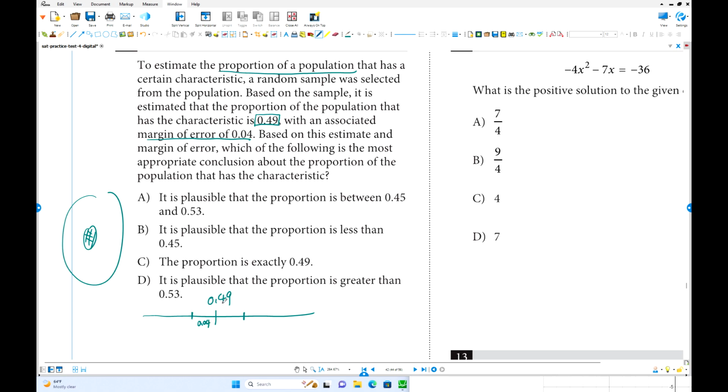Bottom of here, 0.4 minus 0.45, right? Another one, plus 0.45, 0.53. Accepted over here, okay? The proportions must be between these two numbers, 0.45 and 0.53, okay? So it is plausible, okay? So I think if we say the proportion is always between 0.45 and 0.53, that's not correct, okay? We cannot say exactly, okay? So we can say plausible is okay. All right, that's the answer, right? It's already got over here.